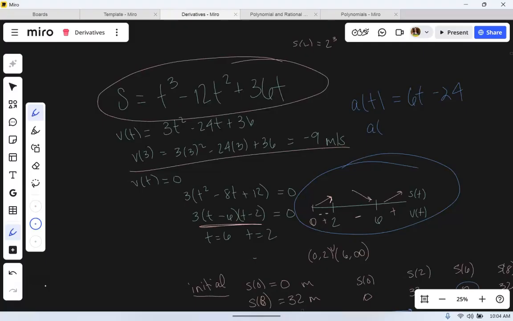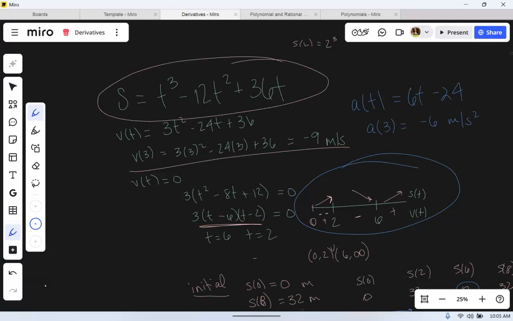Is that H? Wait, so what was G? Plug in 3. What? G was draw a diagram. That's the sign analysis that I did. I already did that. Acceleration is H. The I is the one I told you to skip.